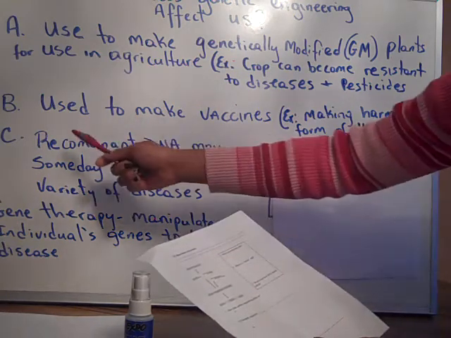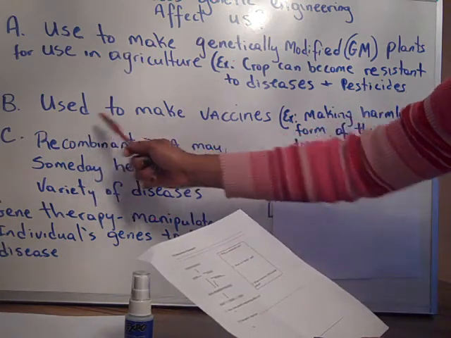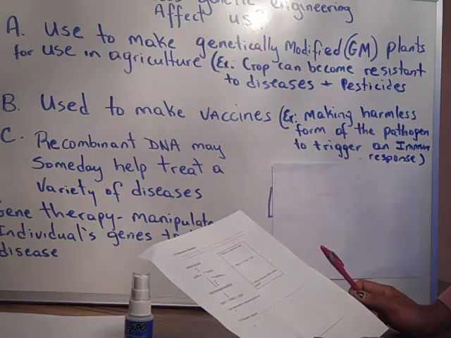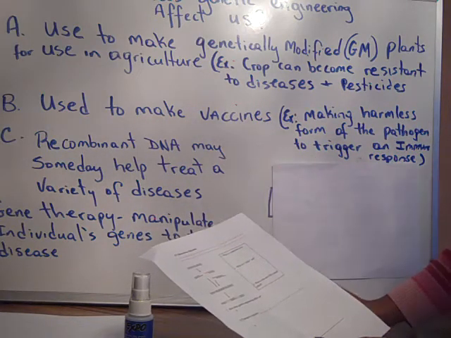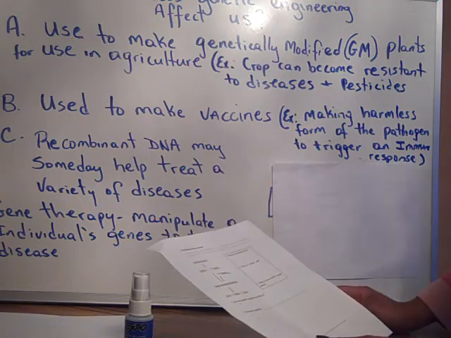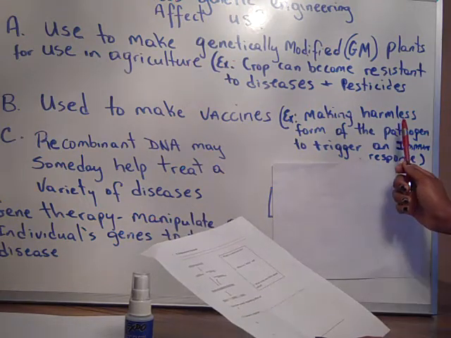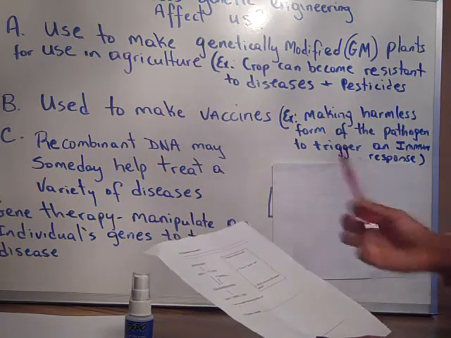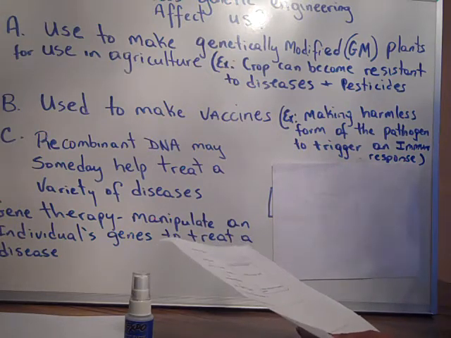So for B, we're going to put that we're using this technique to make medicines, or make vaccines, excuse me. And an example of this is that we're making a harmless form of a pathogen. So a pathogen is a bacteria or virus, anything that could trigger your immune system.